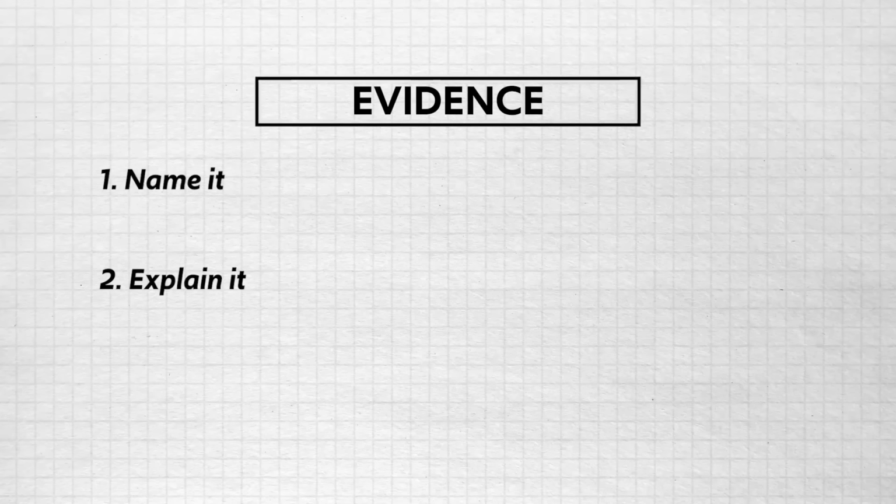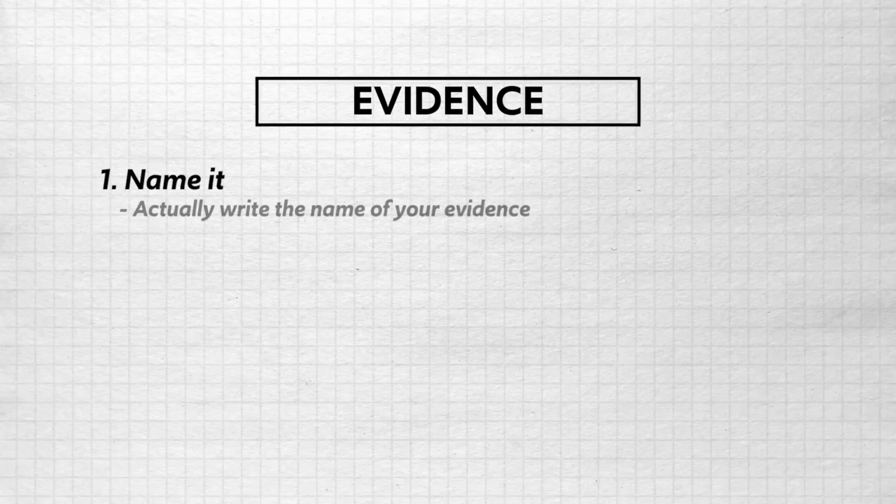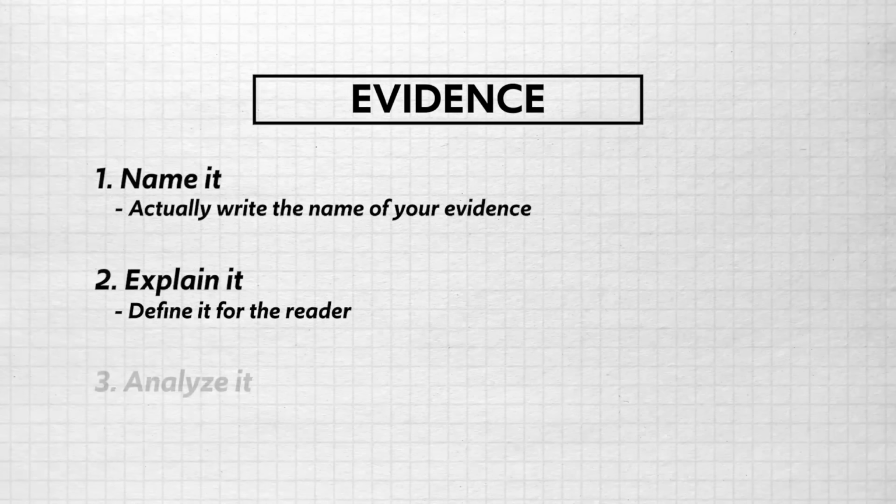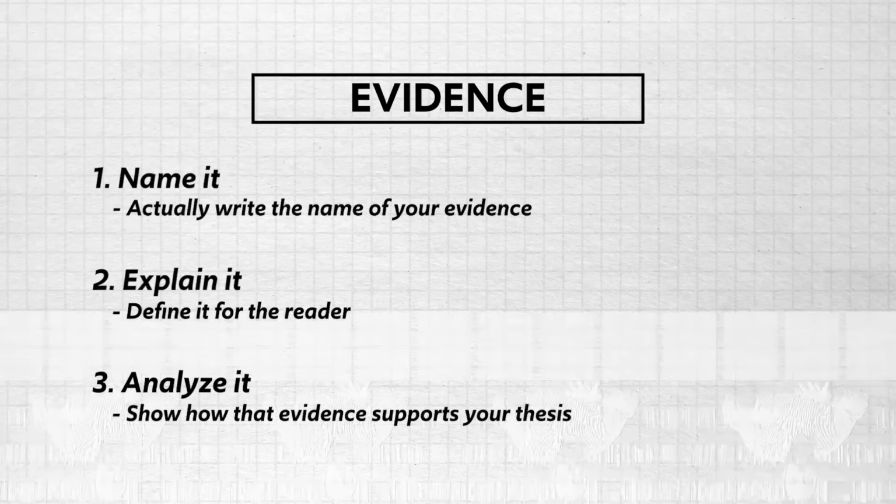And you're probably like, what? So let me try to explain that as simply as I can. Essentially, you need to do 3 things with your evidence. You need to name it, explain it, and analyze it. Now, to be fair, this isn't the only way to do it, but I think it's helpful to have a formula. So name it, like we're actually going to write the name of our evidence here. Then explain it, which is to say, define it for me. And then analyze it. Show me how that evidence supports your thesis.